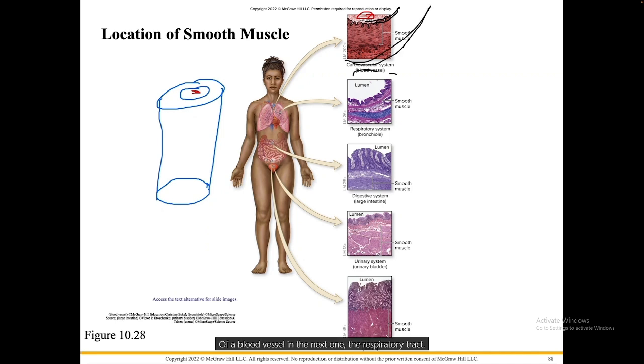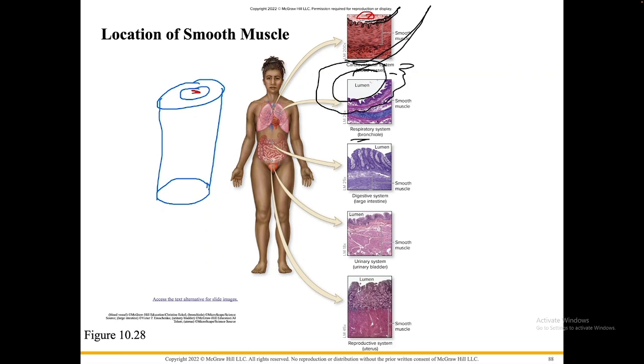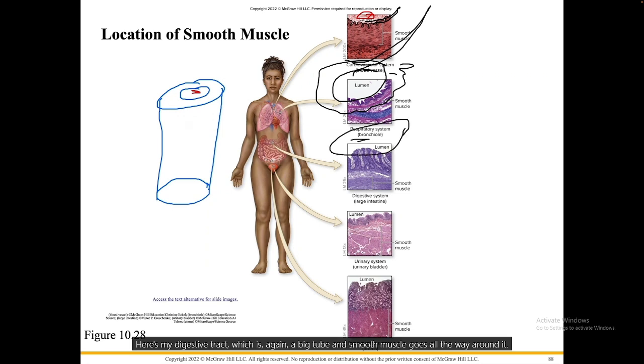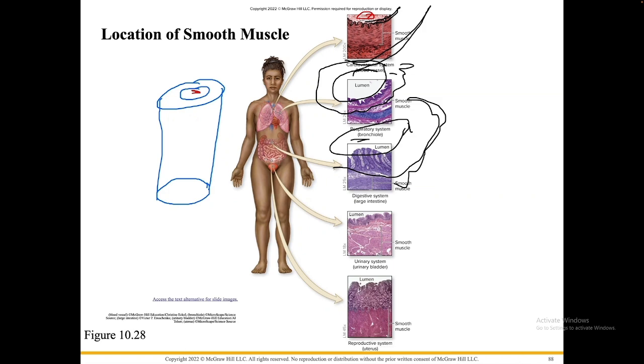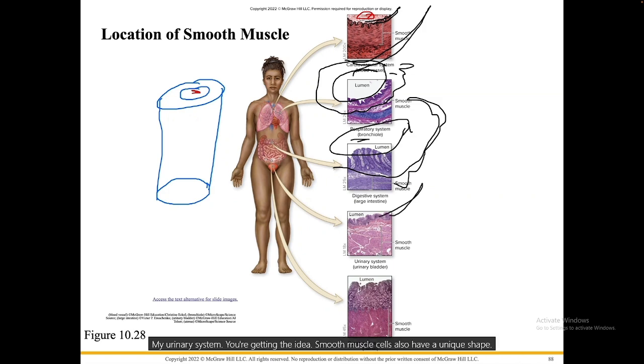Of a blood vessel. And the next one, the respiratory tract, it's another circle, and all of this is smooth muscle. Here's my digestive tract, which is, again, a big tube, and smooth muscle goes all the way around it. My urinary system, you're getting the idea.